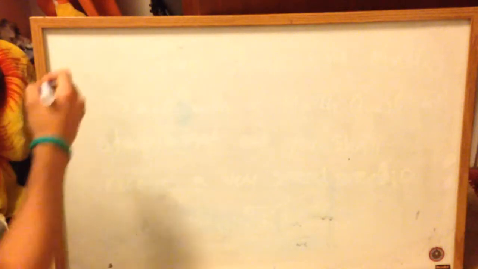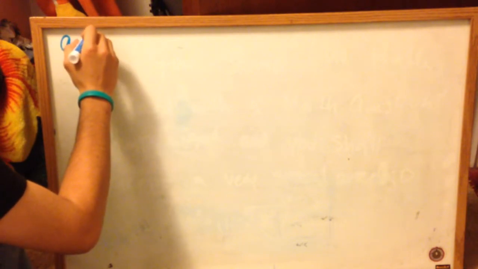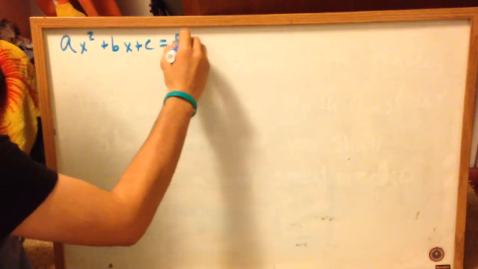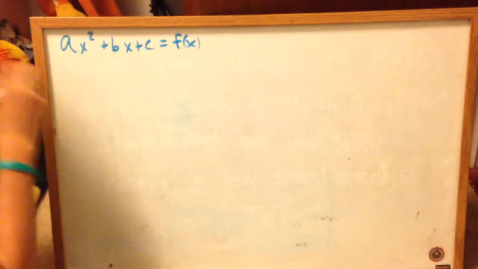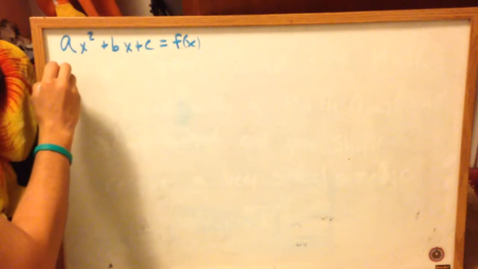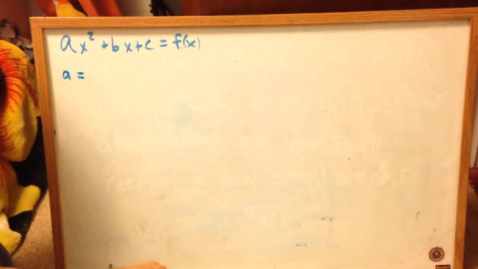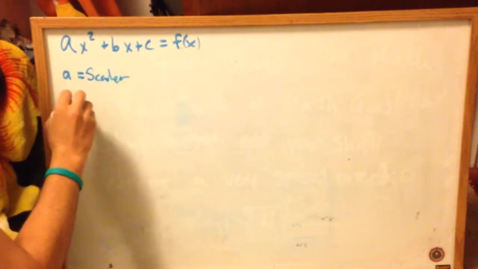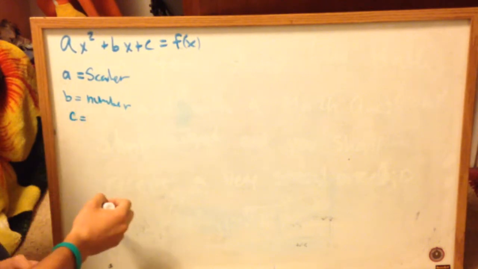Okay, there we go. So quadratic functions can be expressed by the quadratic equation ax squared plus bx plus c is equal to f of x, where f of x is just your function of x. A, b, and c are constants, correct? They're just numbers. A is usually called your scalar. Let's just call that a scalar. B is just another number. And c is usually your y-intercept, right?